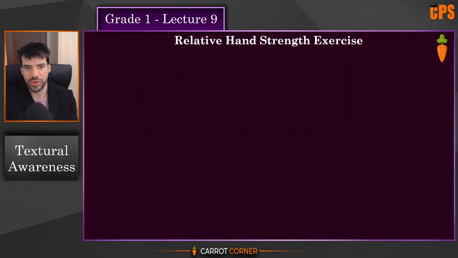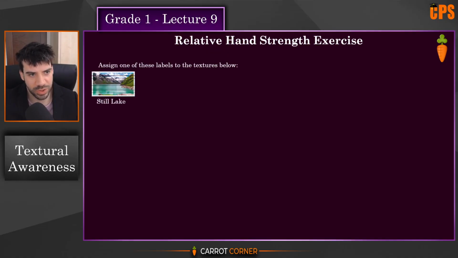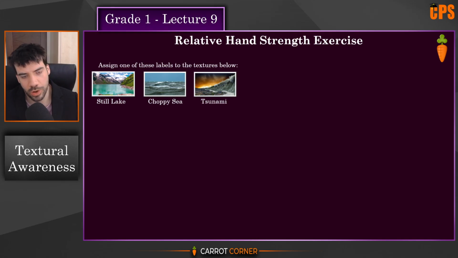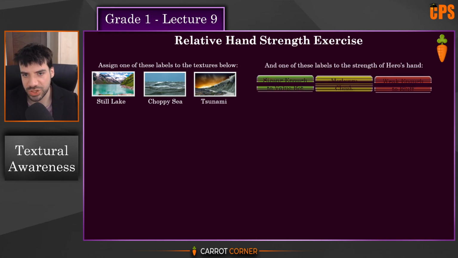So let's start with a relative hand strength exercise. What I want you to do is assign one of these labels to the textures I'm going to show you in a minute, either still lake, choppy sea, or tsunami. Decide when you see the texture of the boards below. And one of these labels to the strength of hero's hand.